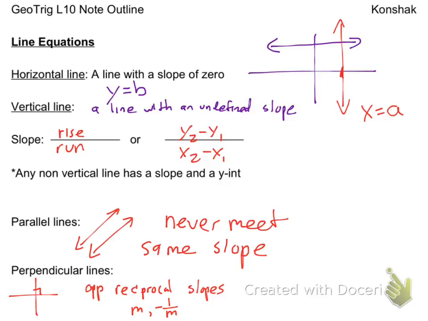I don't like to say negative, because if I use negative, people might think that if it's already negative, it stays negative. But you have to remember it's a negative of a negative, so it turns it positive. So we like to say opposite. So the opposite reciprocal of the slopes. So if I said 2, then it would be a negative 1/2.